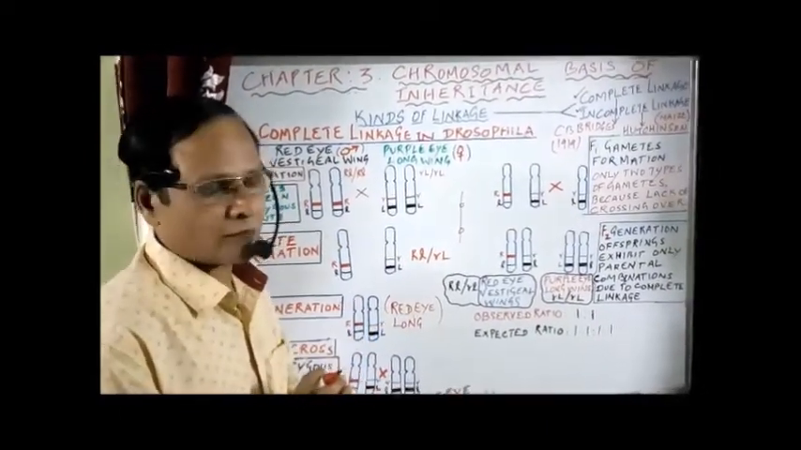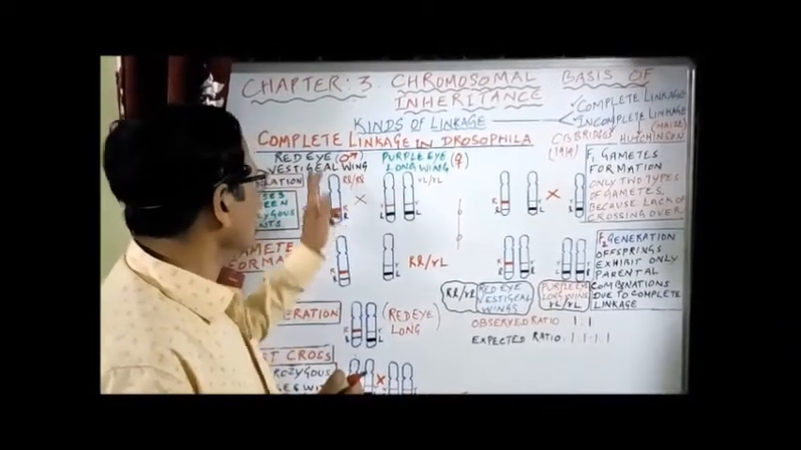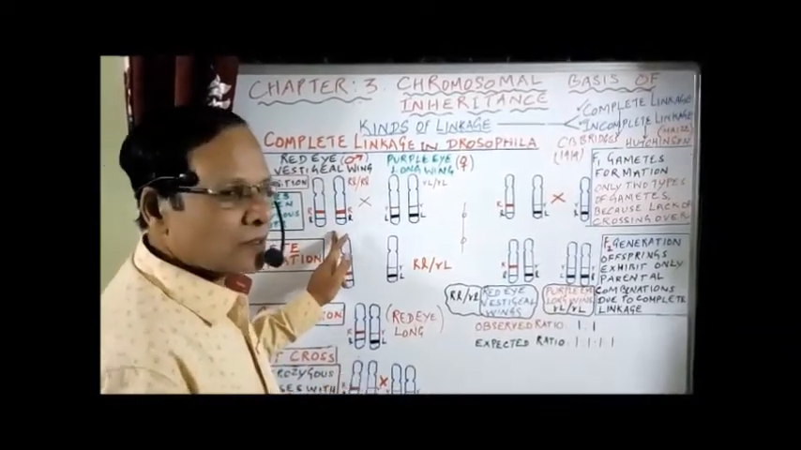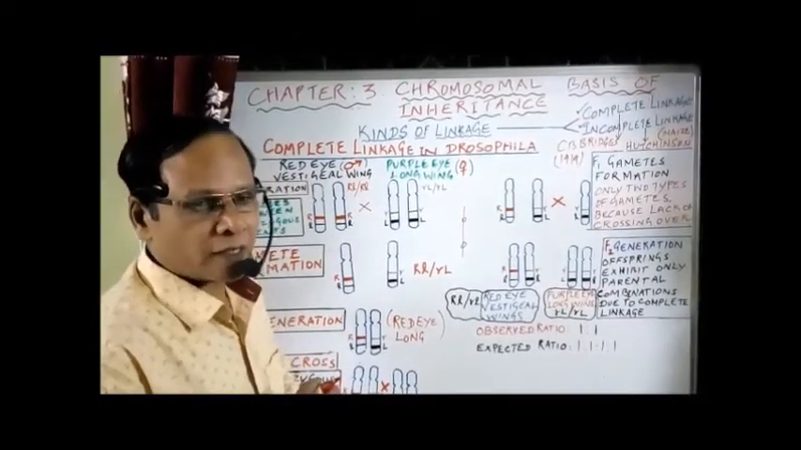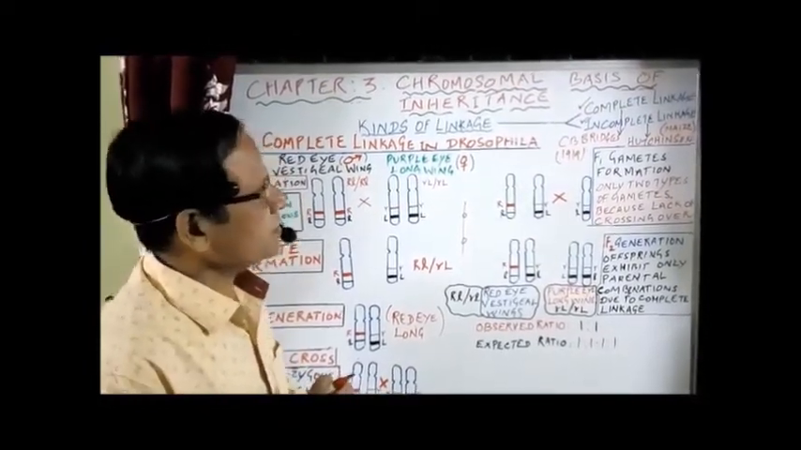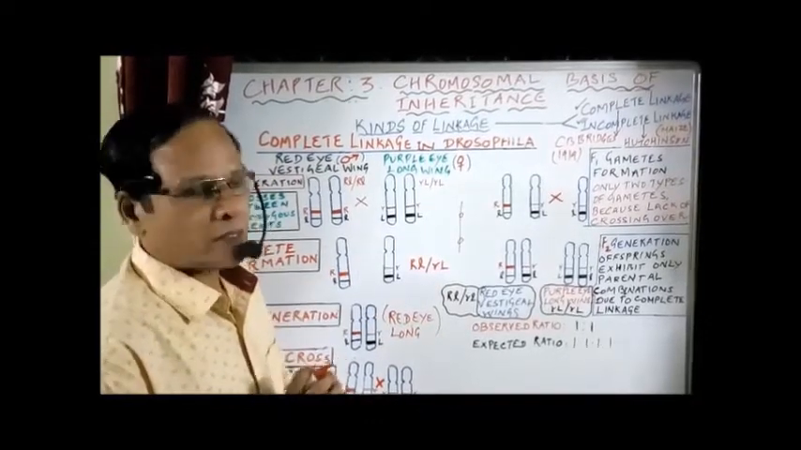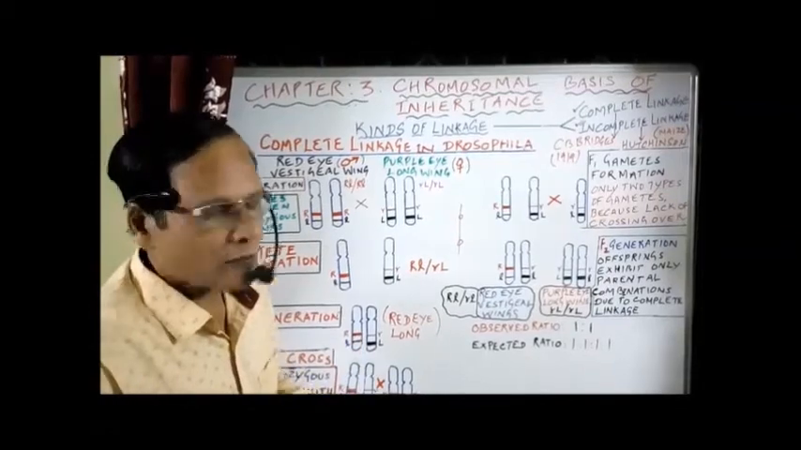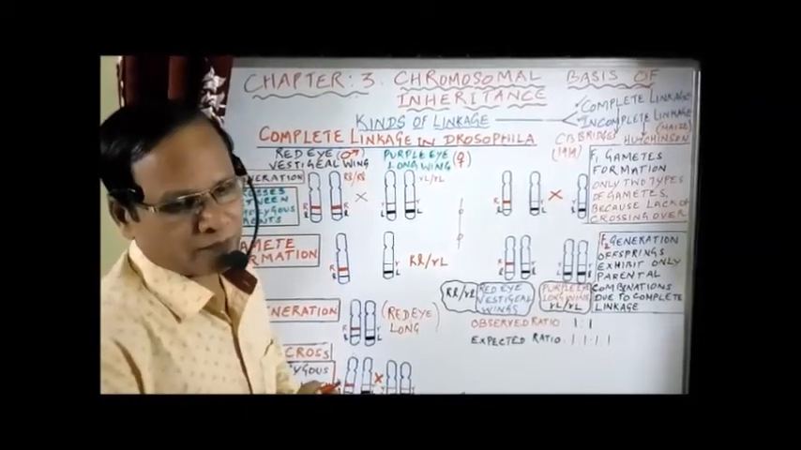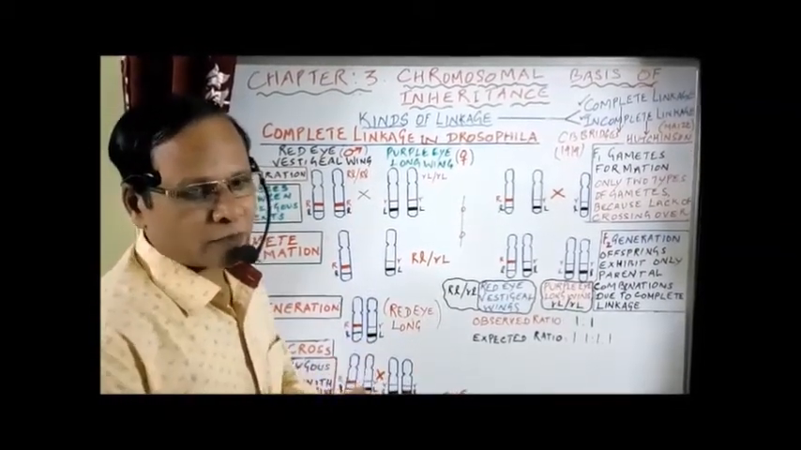We will see this in the example. The example for complete linkage is male Drosophila and some species of Drosophila, and for incomplete linkage, which was observed by Morgan, it is maize. That's about complete linkage and incomplete linkage. We have to explain these two with examples: example 1, example 2, with illustration.